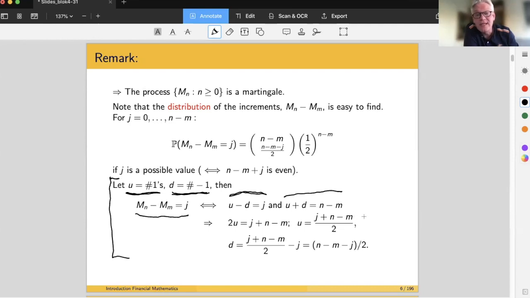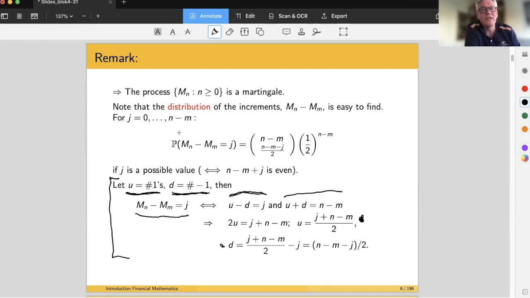And if we have this, then we also know d. d is u minus j, so this is (j plus n minus m) over 2 minus j. And that is then (n minus m minus j) over 2.